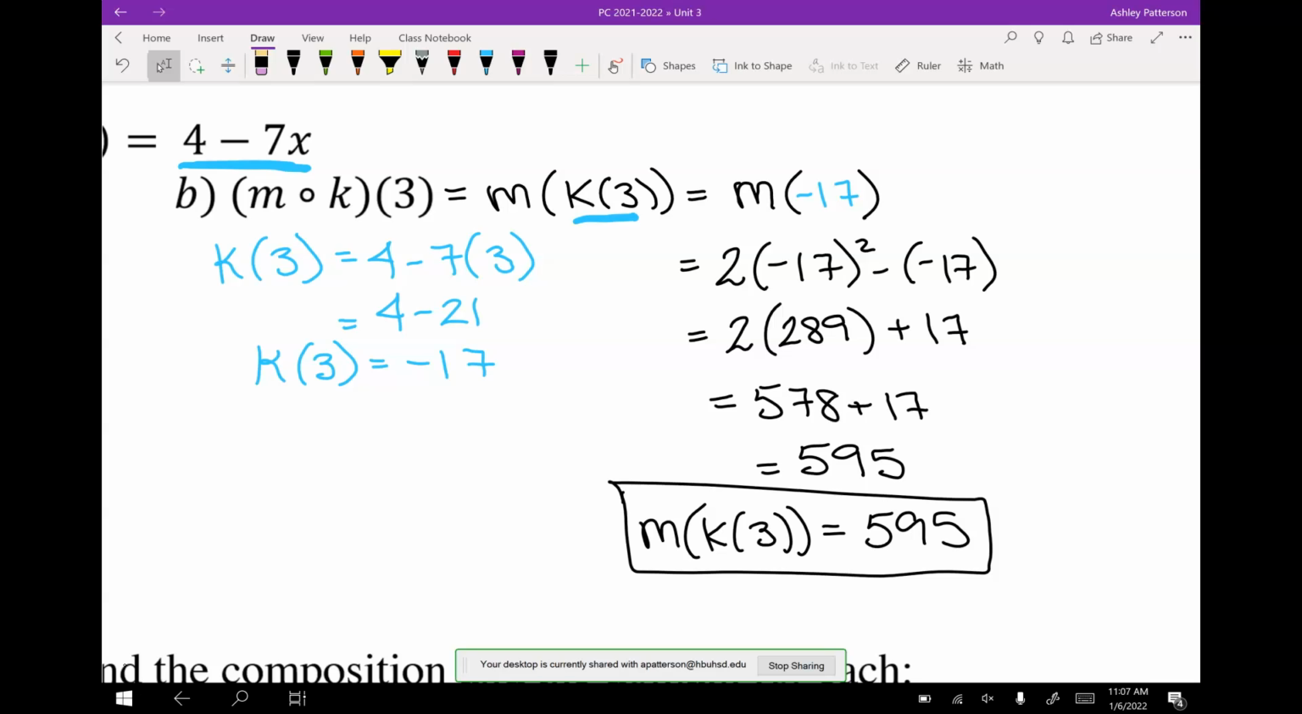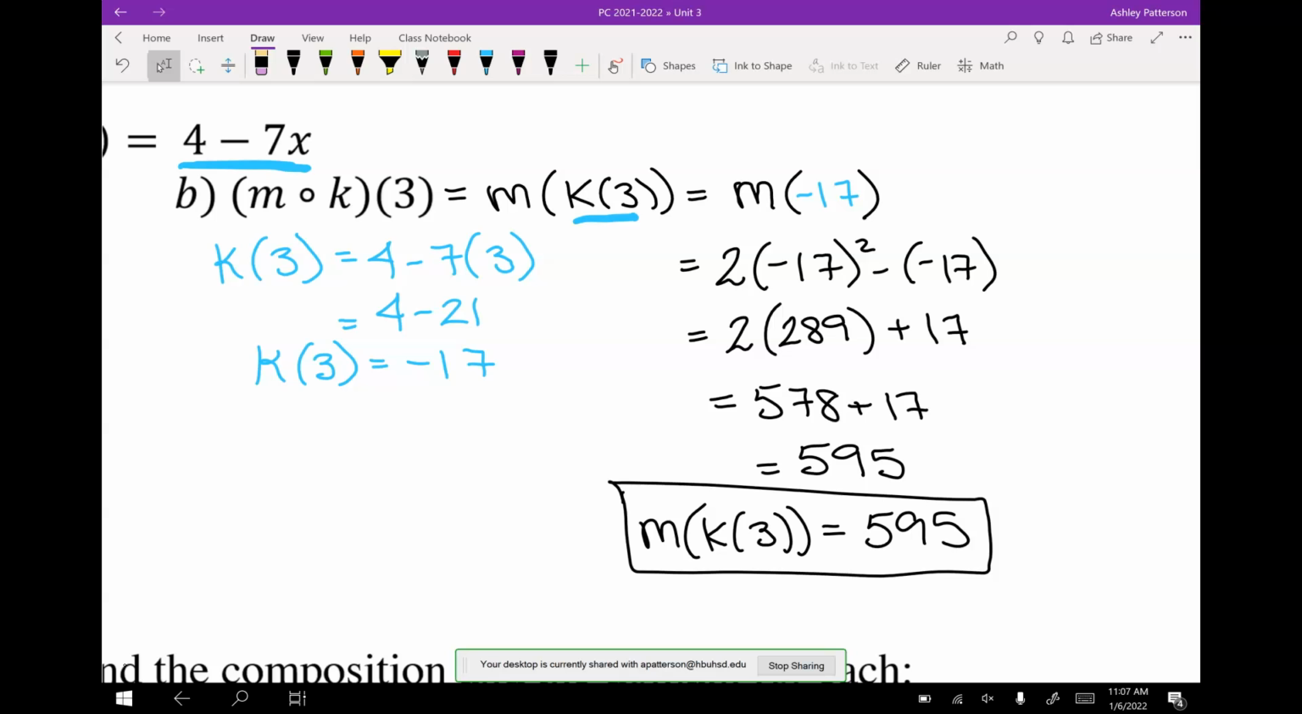So why does this matter? Because the output of our first function cannot be a restriction for this second function. Say it one more time. The output, the y value of our first function can't be a restriction for the input of the second function.